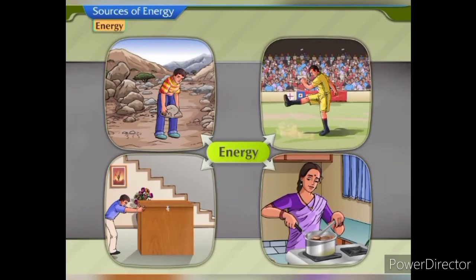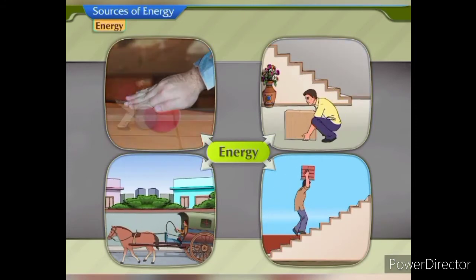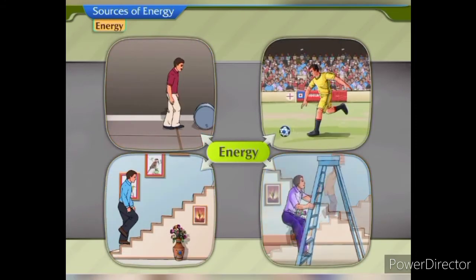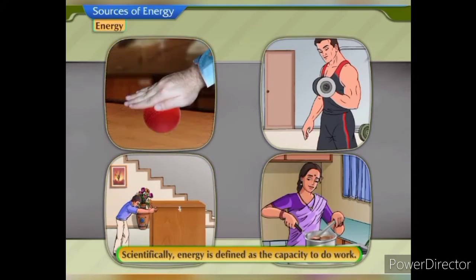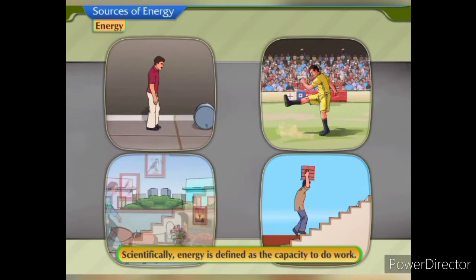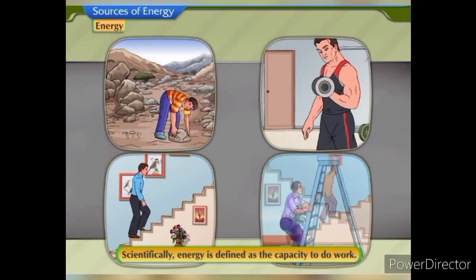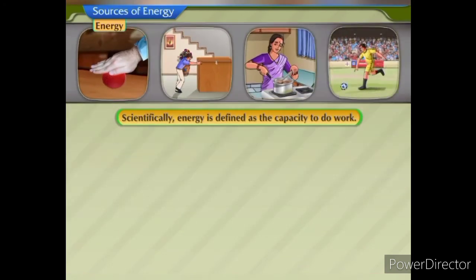Energy. In our day-to-day life, we perform various activities. In order to perform these activities, we need energy. Scientifically, energy is defined as the capacity to do work. Energy exists in different forms.